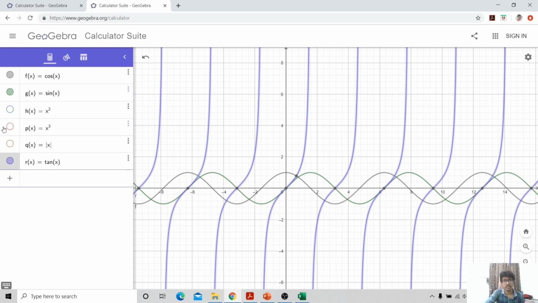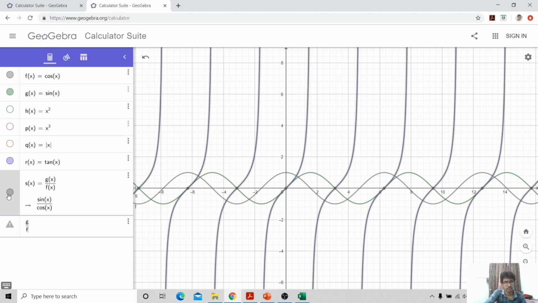And here let me give you an example of a rational function, that is, let me define g upon f. My function s of x is defined in the form of g of x upon f of x, right? Forget about tan x. This is an example of a rational function.